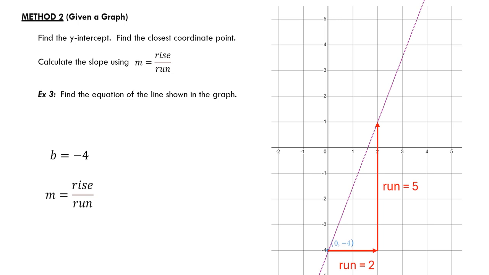Once we have the slope and once we have the y-intercept, then we can build our equation. Five halves x minus 4.